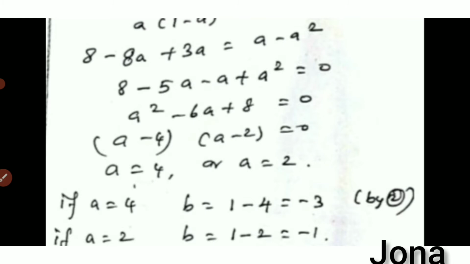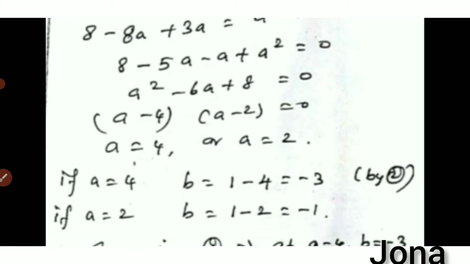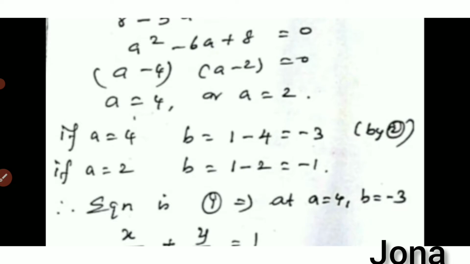Take everything to the left hand side, we have 8 minus 5a minus a plus a square equal to 0. So if you simplify again, we have a square minus 6a plus 8 equal to 0. If you factorize, we have a minus 4 into a minus 2 equal to 0. Now we got the values of a as 4 and 2. Then we have to find the value of b now. If a equal to 4, b is 1 minus 4 equal to minus 3. If a equal to 2, b equal to 1 minus 2 equal to minus 1.